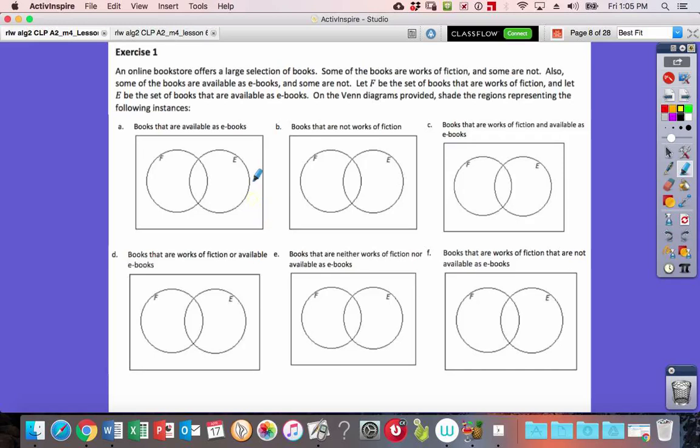So if I was going to shade these words, books that are available as ebooks. Okay, so that's the entire circle. They could be fiction, they can be nonfiction. It's going to be everybody here. Okay, books that are not works of fiction. Well, I know it's all these right here that are ebooks, that are not, but it says books that are not works of fiction. It also includes all the other books in the bookstore as well.